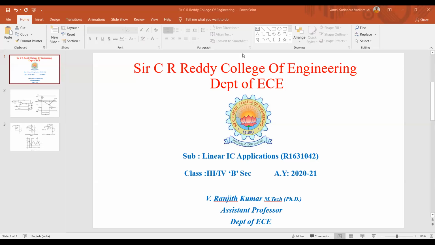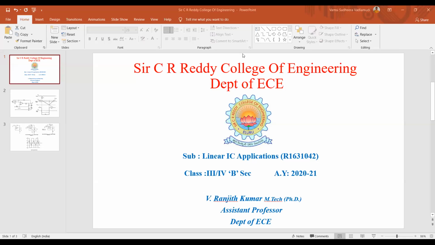Two quasi-stable states. Right, I am asking how many stable states are present in the astable multivibrator? No stable state. Zero, sir. 0 stable states. How many quasi-stable states? 2, sir.